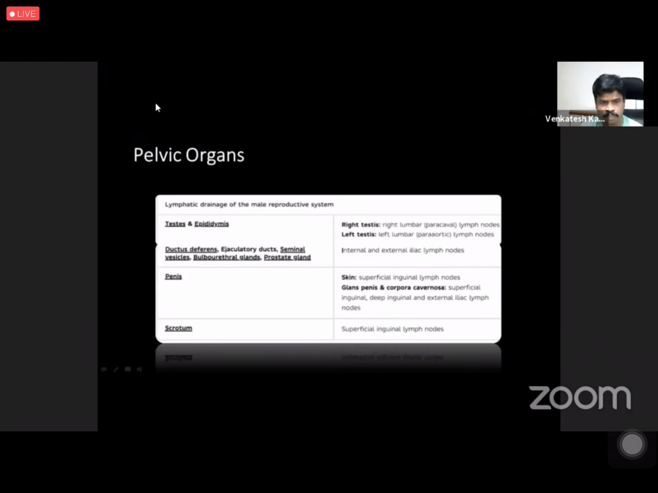In the case of the male reproductive system, the testis drains into the lumbar group of lymph nodes. The ductus deferens, ejaculatory ducts, seminal vesicles, prostate gland, and bulbourethral glands predominantly drain into the internal and the external iliac lymph nodes. The penis is divided into skin and the glans penis portion. The skin drains into the superficial inguinal group of lymph nodes, while the glans penis and corpora drain into the superficial and deep inguinal group of lymph nodes, as well as the external iliac nodes. The scrotum drains into the superficial inguinal group of lymph nodes. So all these nodes drain into the iliac group of lymph nodes or the inguinal group of lymph nodes. We'll see that also.